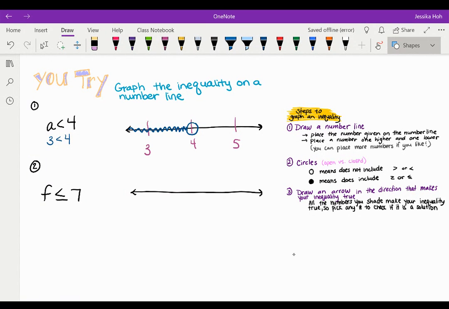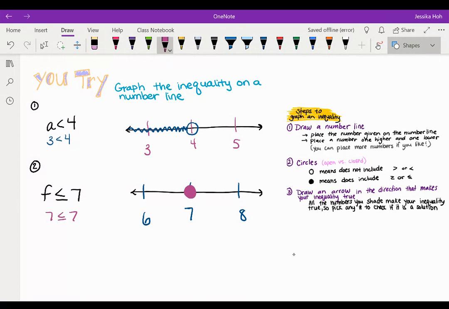For the next one, I have 7. I'm going to plug in 7, 1 higher is 8, 1 lower is 6. It's going to be a closed circle. That's 7. Because f is less than or equal to 7, that means I'm including 7 in my solution. So I can write that here. 7 is less than or equal to 7, which is true. That's why you had a closed circle.